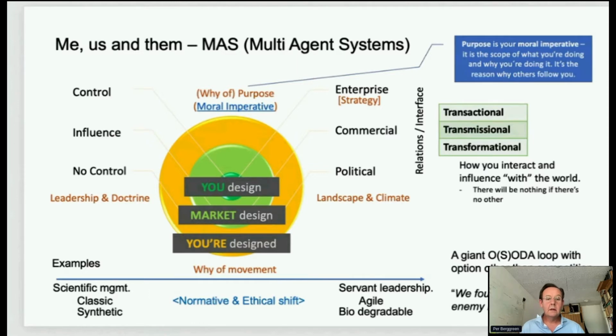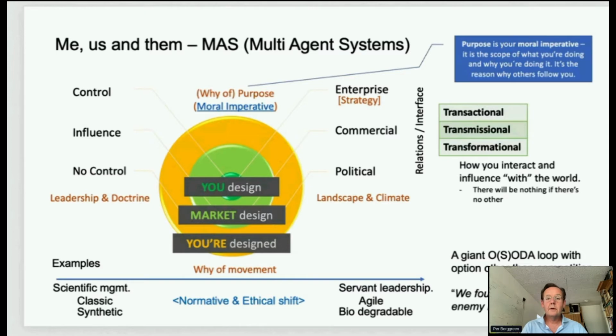As the basic model, you design what you're in control of. The market will design you if you don't, and if you don't act at all, you will be entirely designed. It's actually very simple. I put it in with the enterprise and the commercial area and the political area to showcase this is the landscape and climate that we move in. And what we control is our leadership and our doctrine, where we decide on this. And of course, the why of purpose, our moral imperative, is the core of these relations.